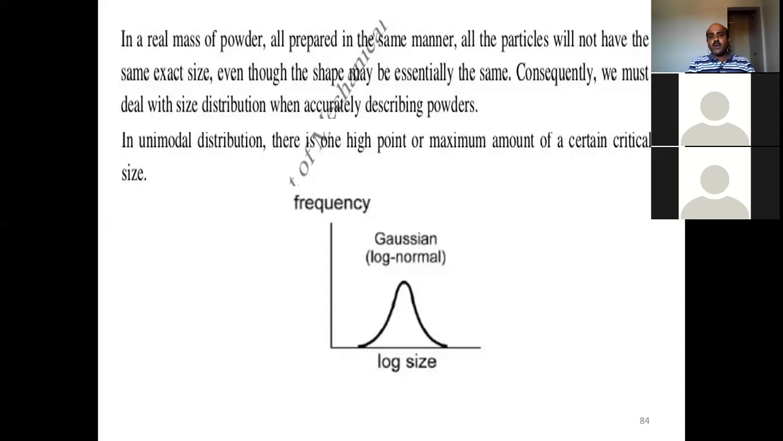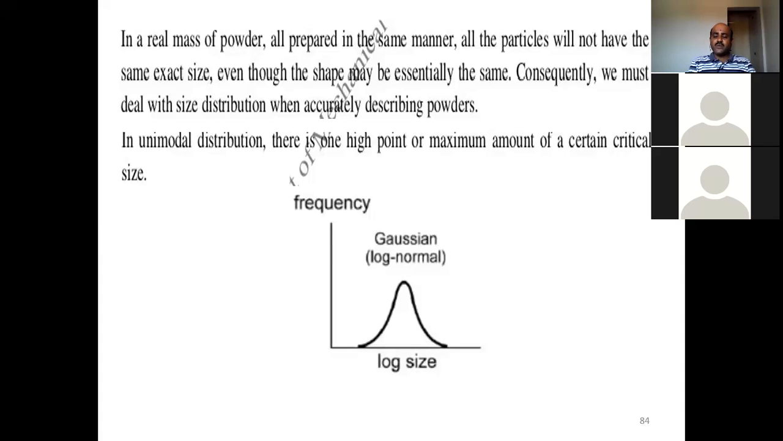In a real mass of powder, all prepared in the same manner, there is no difference in preparation. All particles will not have the same exact size, even though the shape may be essentially the same. The shape may be the same, all spherical, but their sizes will be different. We must deal with the size distribution when accurately describing the powders, so we have to describe how the size is being distributed.